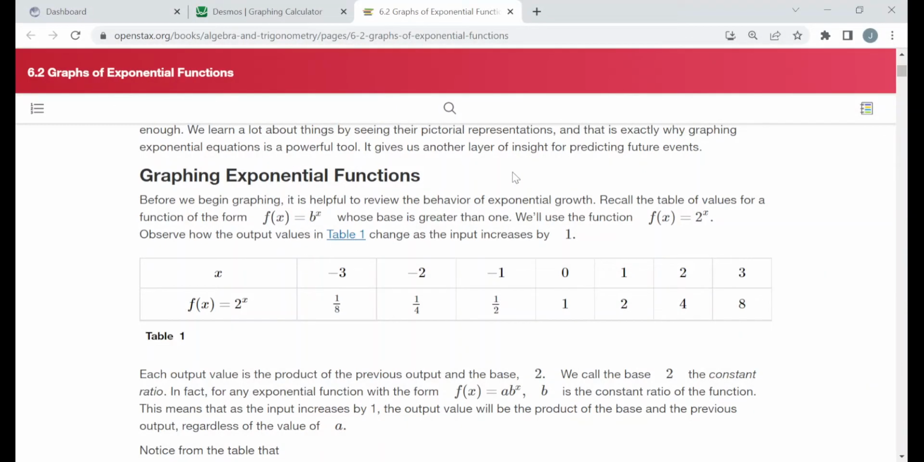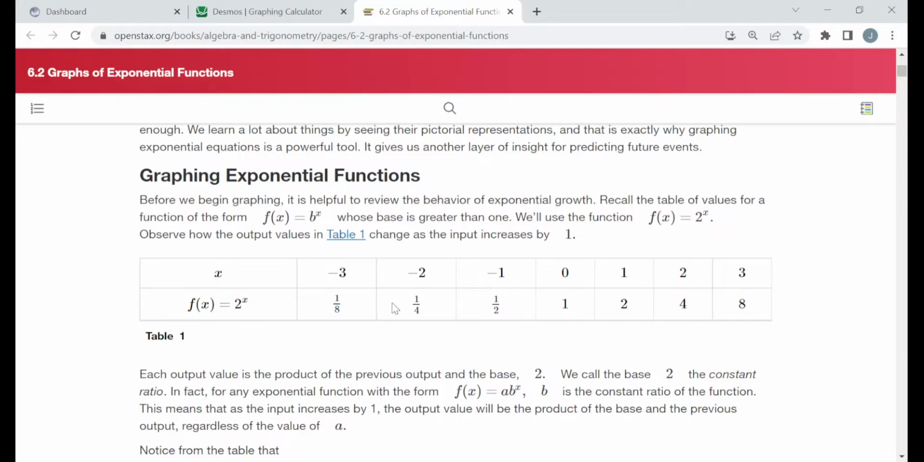Alright, so in this video I'm going to be doing examples that are taken directly from a free online textbook at openstax.org. I'm in their Algebra and Trigonometry text, section 6.2, called Graphs of Exponential Functions, under the heading Graphing Exponential Functions. Each example I do in this video will either be an example from the reading, one of the try it problems from the reading, or one of the exercises at the end of the section that's related to this particular objective.